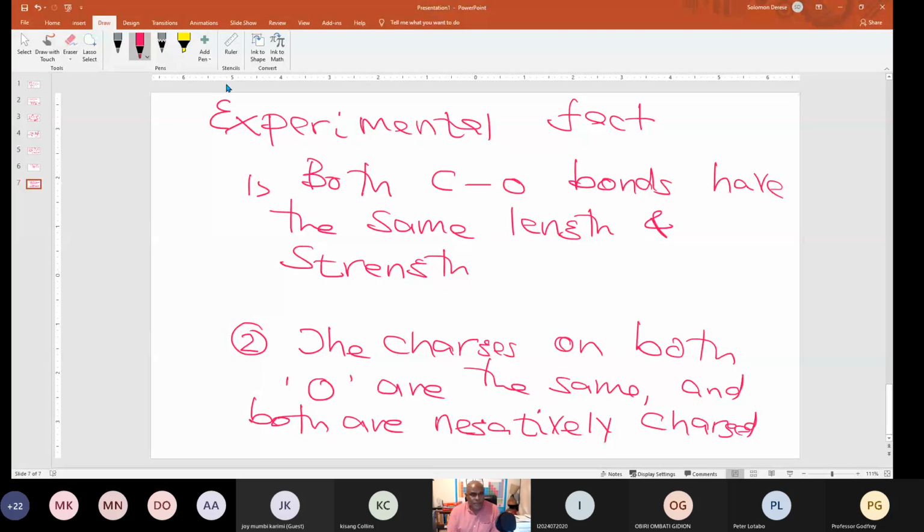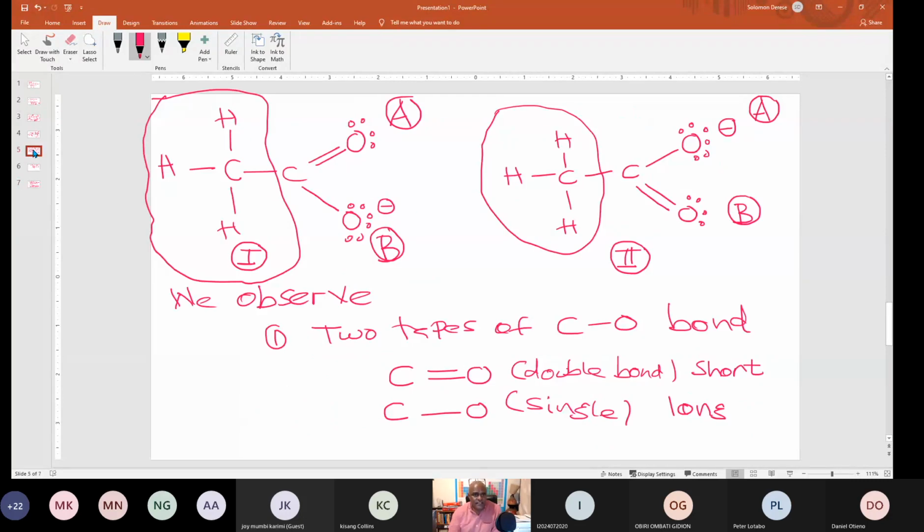Now, from here, there's a contradiction, isn't it? Between the theory and the experimental finding. The theory is telling us we should have two different types of carbon-oxygen bonds. The theory also tells us the charge on the two oxygens should be different. One of them should be neutral, the other one should be negatively charged.